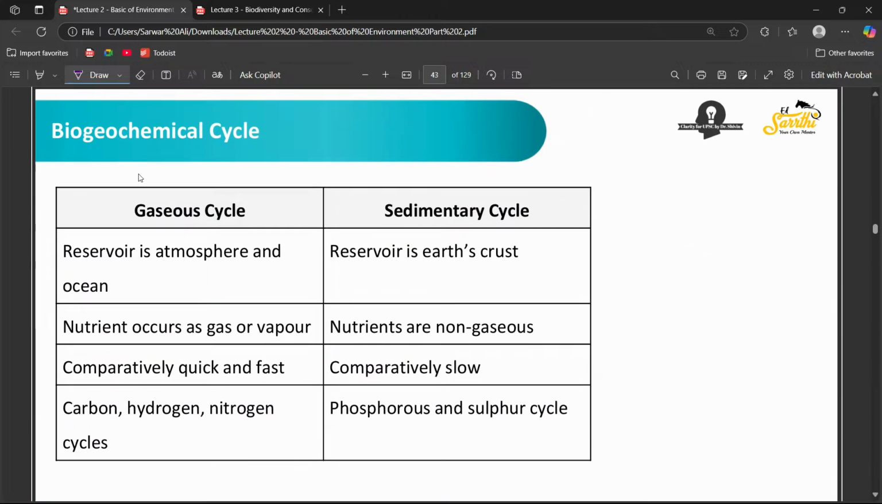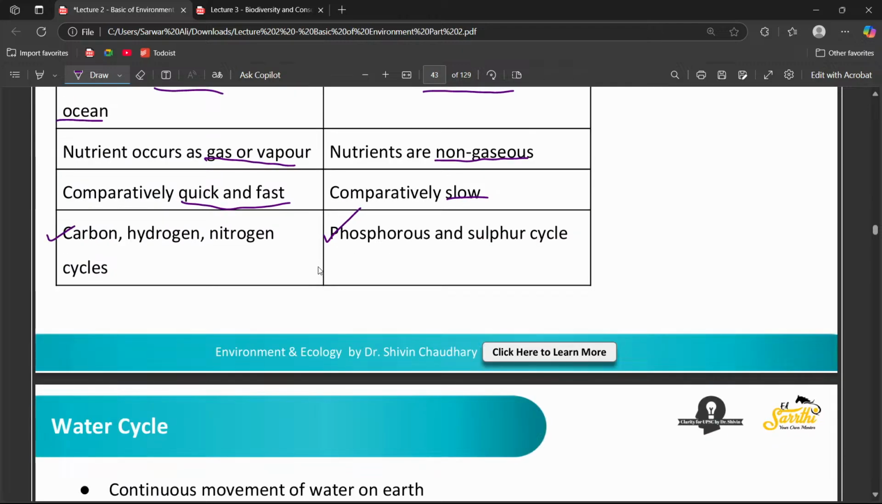Alright. There is a gaseous cycle and a sedimentary cycle. What is the reservoir in the gaseous cycle, which means where is it mainly present? In the atmosphere and the ocean. What is it for the sedimentary cycle? It's in the earth's crust. In the gaseous cycle, the nutrient occurs as gas or vapor. In the sedimentary cycle, nutrients occur as non-gaseous. The gaseous cycle is comparatively quick and the sedimentary cycle is comparatively slow. Carbon, hydrogen, and nitrogen cycles are all gaseous cycles. Sedimentary cycles are phosphorus and sulfur.